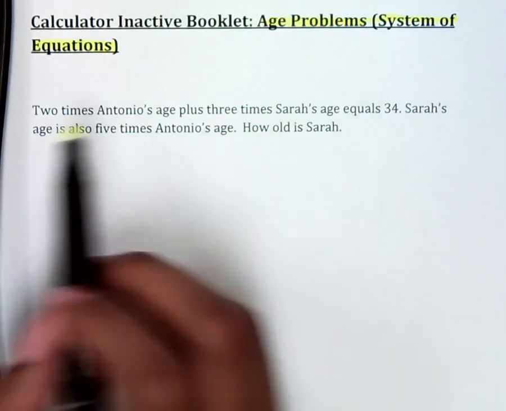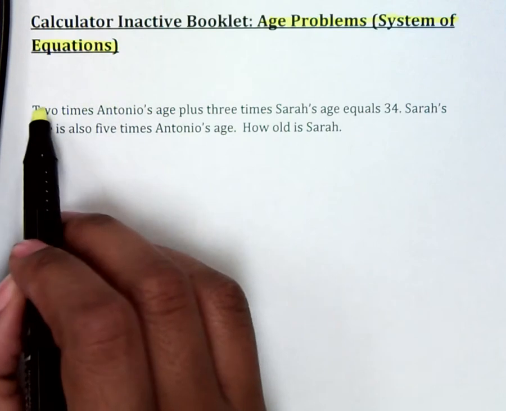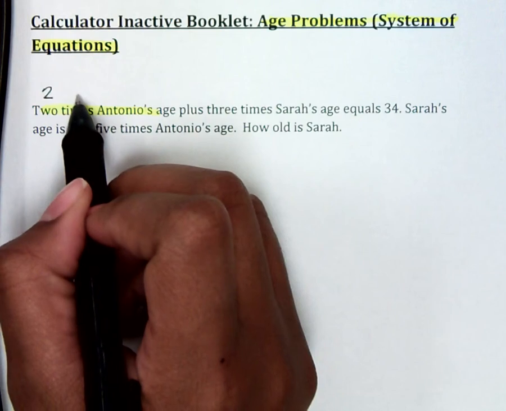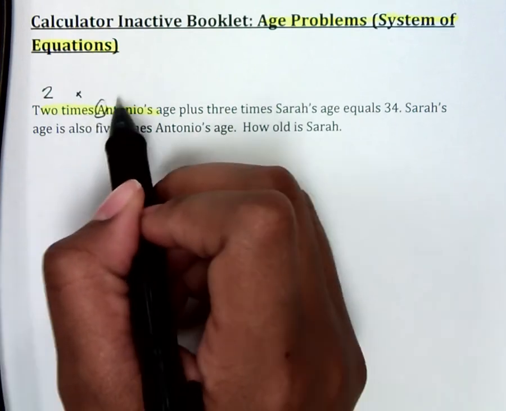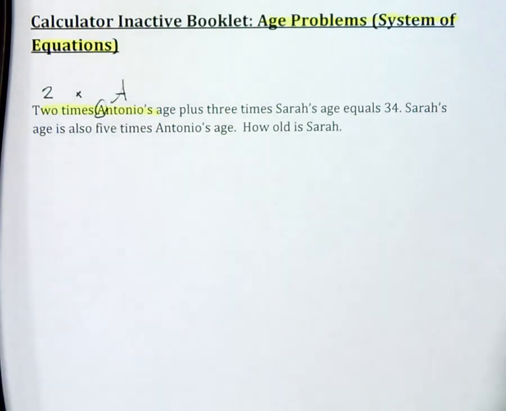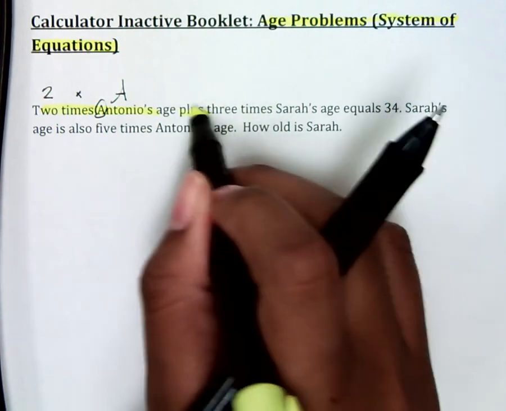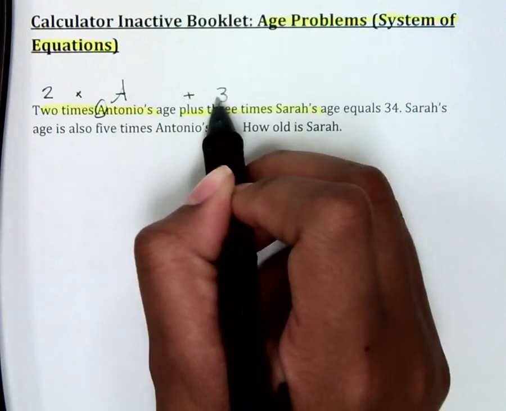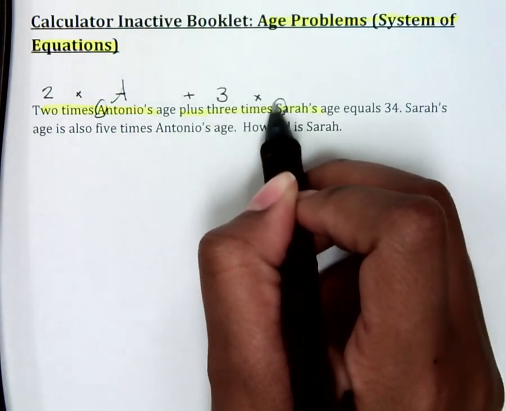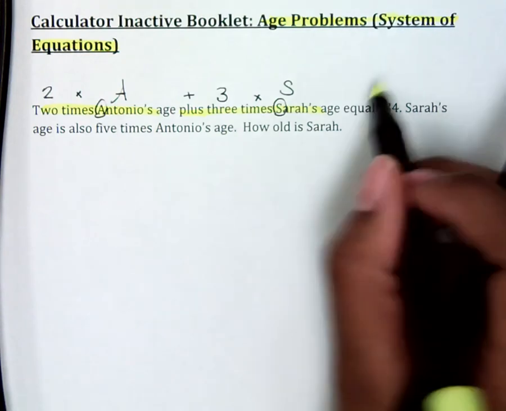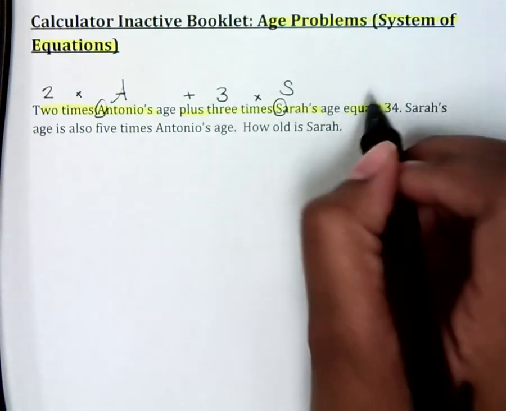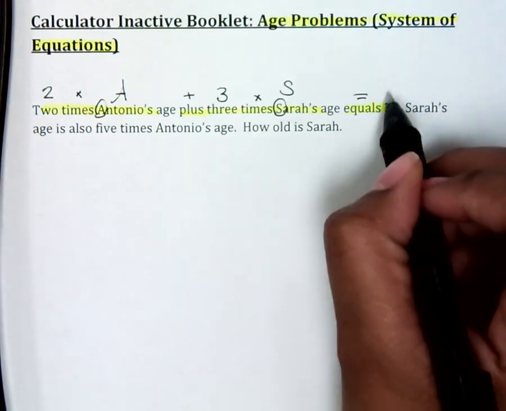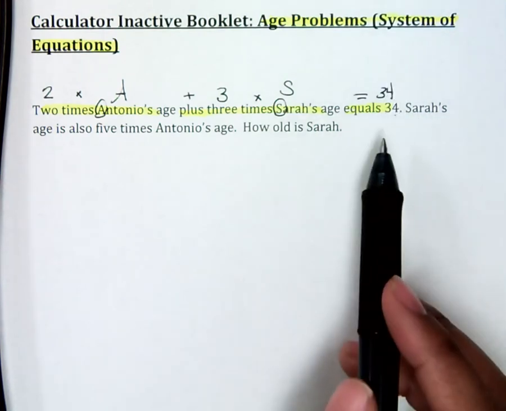So here we go. 2 times Antonio's age. So I have 2 times, which is multiplication sign. I'm going to use the A for Antonio's age. Plus 3 times Sarah's age. I'm going to add the plus sign. 3 times, I'm going to use the variable S for Sarah, equals 34. And even though 34 is already mathematically written, I'm just going to write it above so I do not forget.